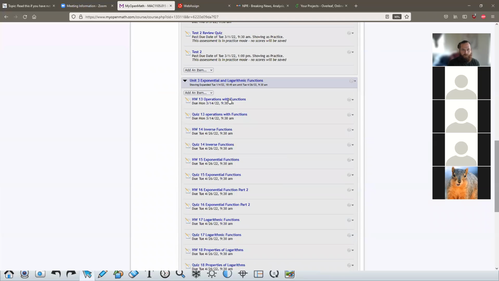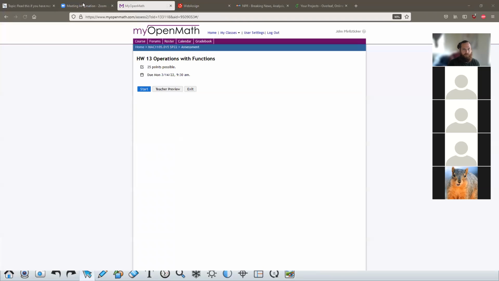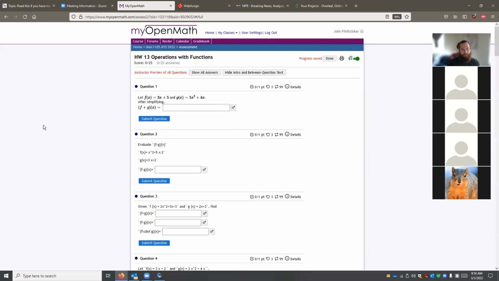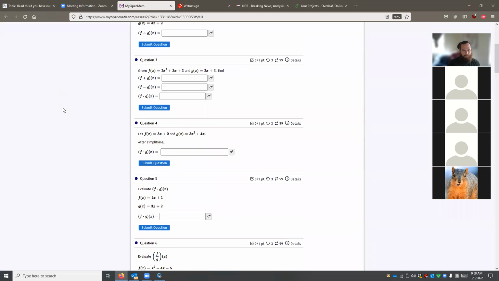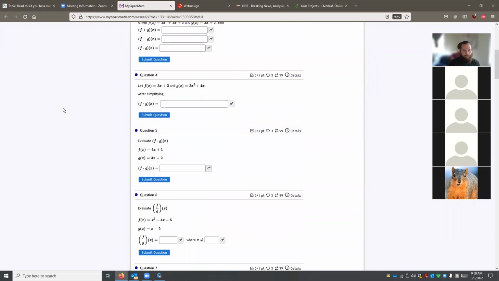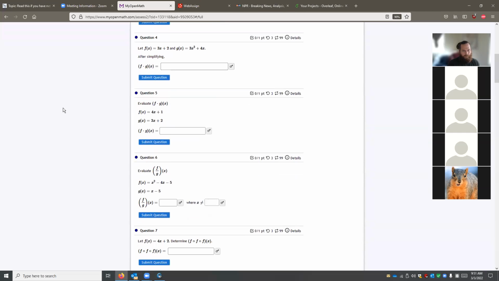So the new homework set is homework 13, operations with functions. I have this set to be due the day you come back from spring break. So let's find something that is not super silly. How about something like number 6?